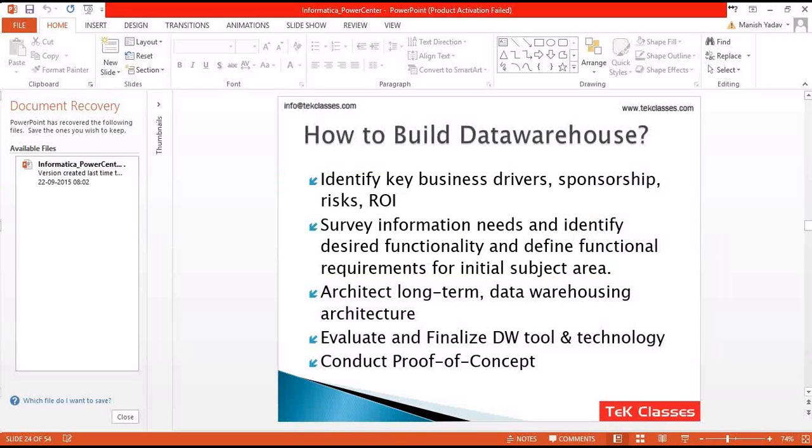Someone will ask you, and you can answer with respect to, say, an insurance project. This is what I did. This is how my typical data warehouse was, and this is how I built the test cases. They just want to understand how you brought the data into your QA environment. That is the most important thing. Then based on that data, how you actually tested it.